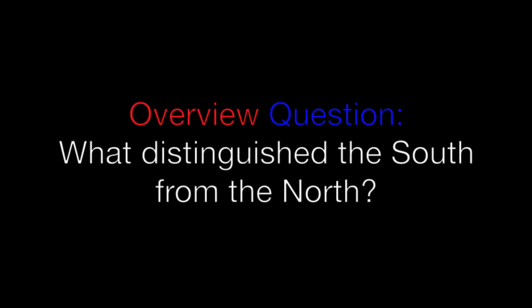Now, we've organized into a series of 3 questions and thesis statements that essentially are going to answer one overview or chapter question and help to better understand not only the changes that separated the northern and southern regions, but also why these changes were taking place. So here's our overview. What distinguished the South from the North?